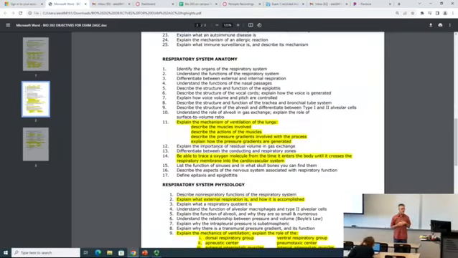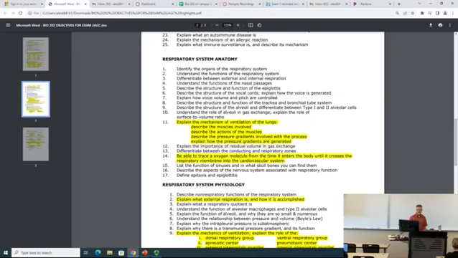People okay moving into respiratory system? Okay. So let's take a look at that.